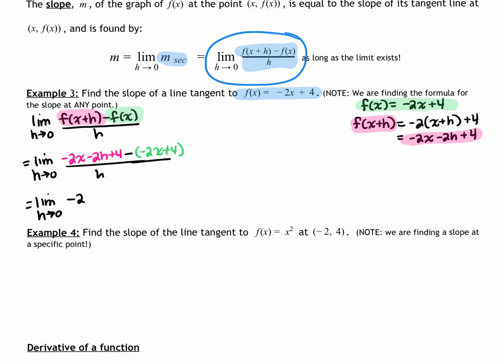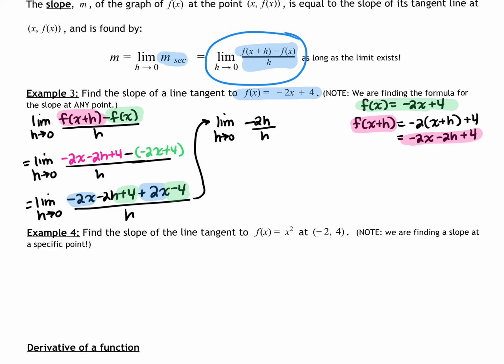Negative 2x minus 2h plus 4, and then we'll have plus 2x minus 4, all over h. And we look for those things that are going to be 0 when we add them. So things like negative 2x and 2x are 0, 4 and negative 4 are 0, and then what we're left with is just the limit as h approaches 0 of negative 2h over h.